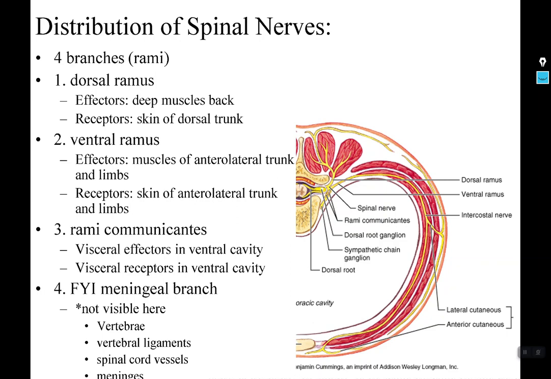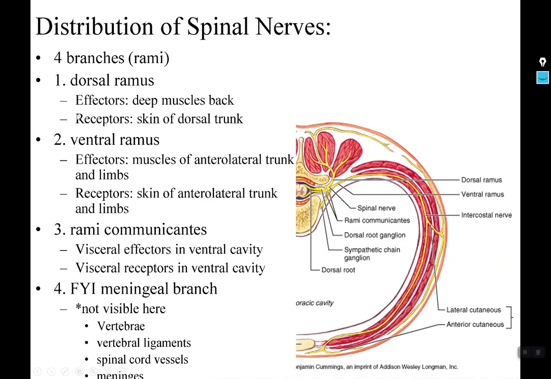You can use either, but the effectors, meaning things that are subject to motor control, are the deep muscles of the back. So these are things like your erector spinae, which are the columnar muscles that run up and down on either side of your spinous processes and help you do things like maintain your upright posture, arch your back, etc. And then the receptors are the skin of the dorsal trunk. So your trunk is, of course, your torso, and the skin of your back is innervated by those.